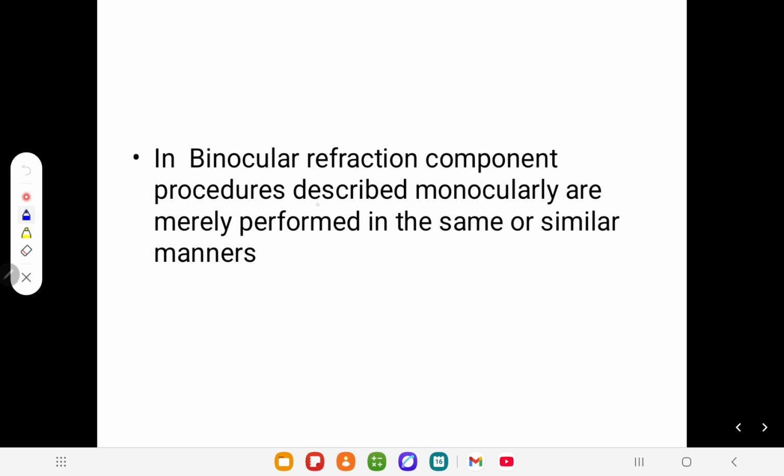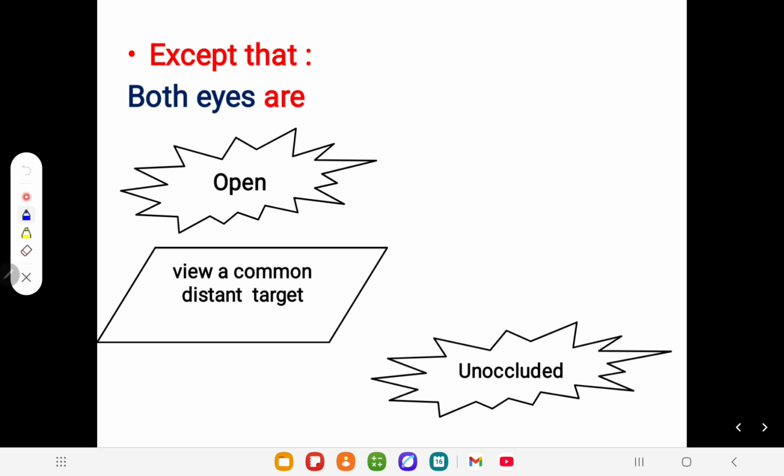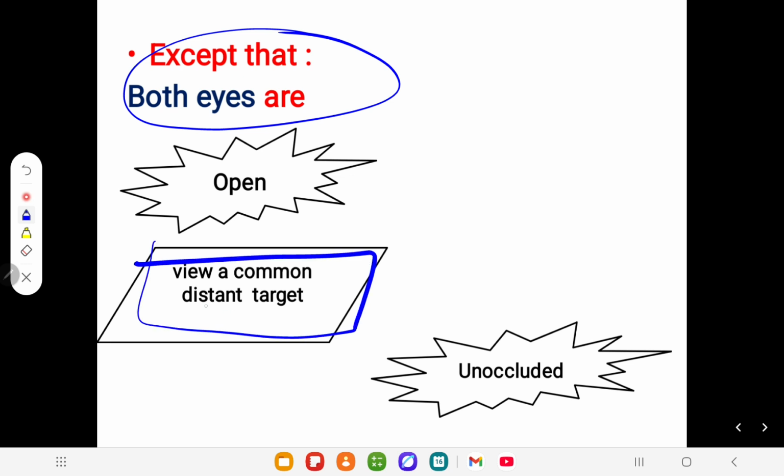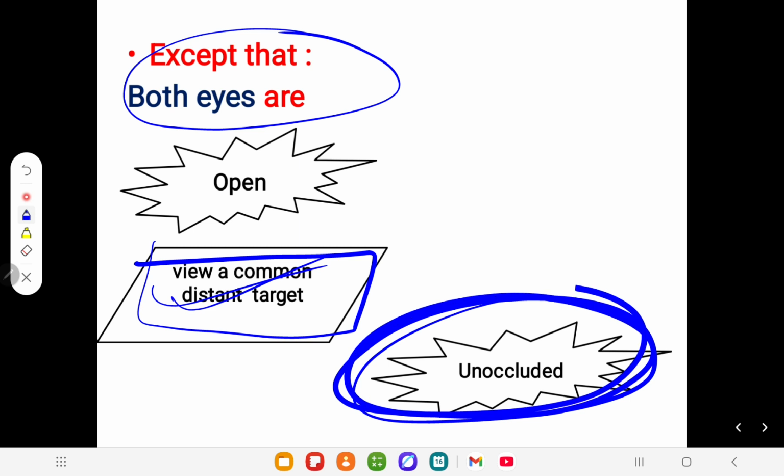So the binocular refraction component procedures are described monocularly and are merely performed in the same or similar manner. It means we perform monocularly, but there are differences. So binocular refraction definitely has a monocular component too. So what is the difference? First, both eyes are open. Second, both eyes have something to do, viewing a common distance target. Yes, definitely. Unlike monocular, we do not occlude one eye in binocular refraction. Okay.